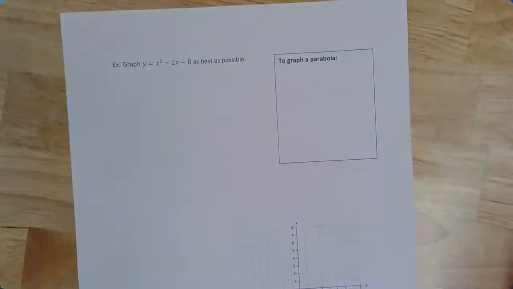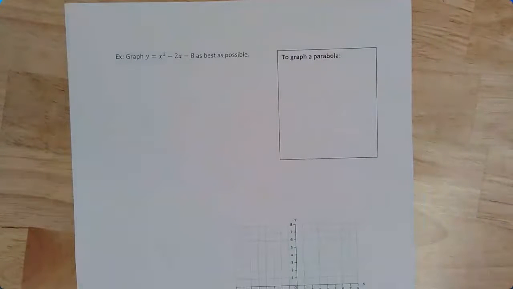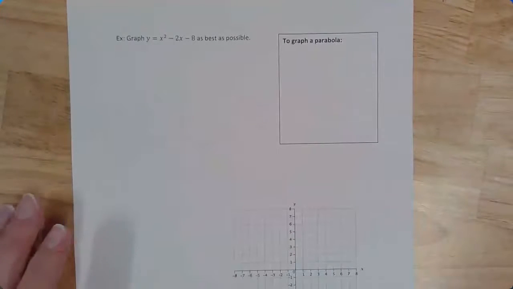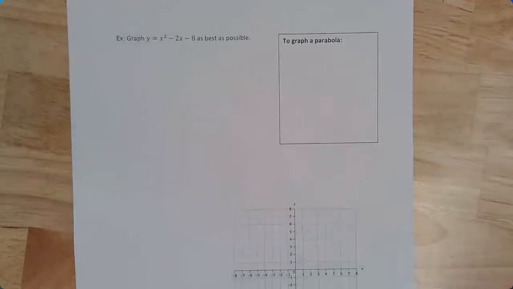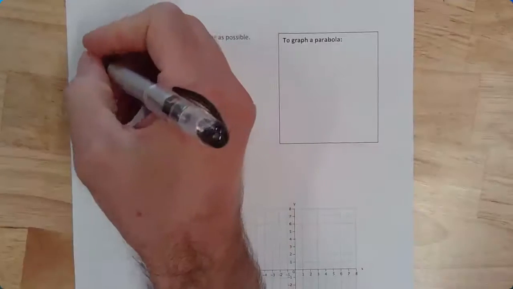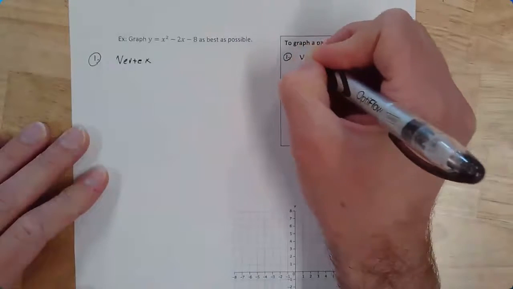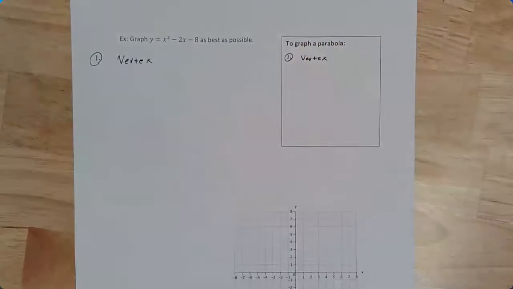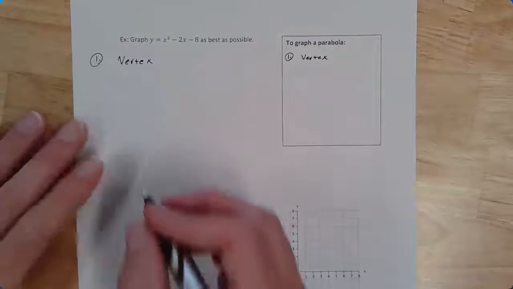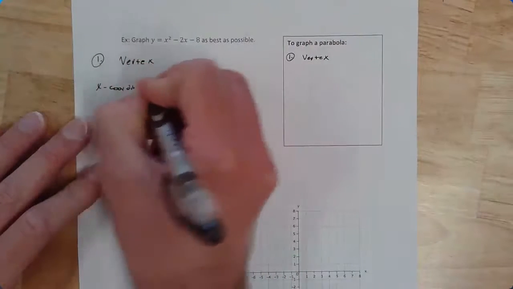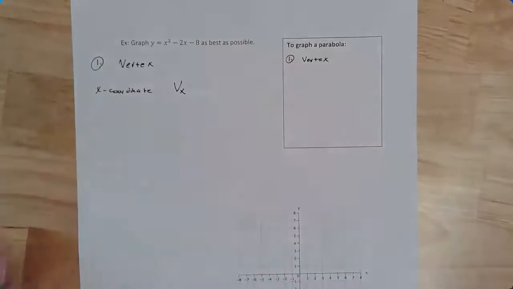So let's graph x squared minus 2x minus 8 as best as possible. First and foremost, the vertex is the most important point of the parabola. So first, the vertex. Specifically, the vertex has 2 coordinates. You get an x coordinate and a y coordinate, right? It's not just one thing. There are 2 pieces to any point on the xy plane. I'm going to find the x coordinate first. And I usually like to label it as v sub x. It just works for me.